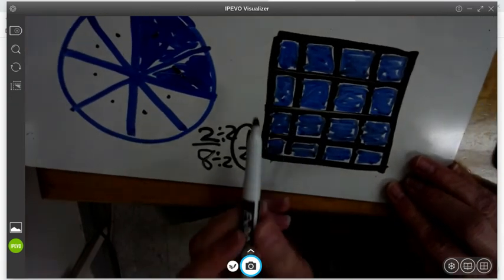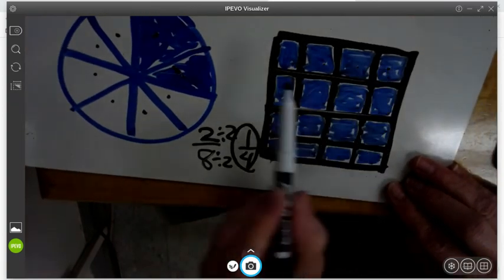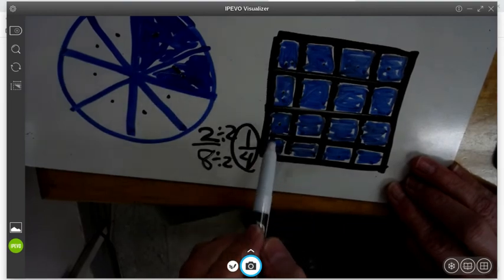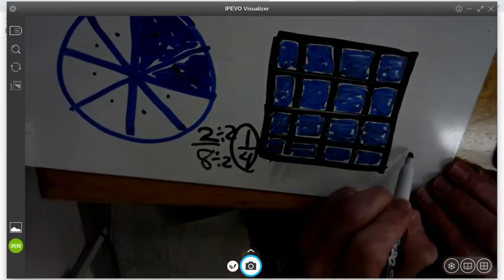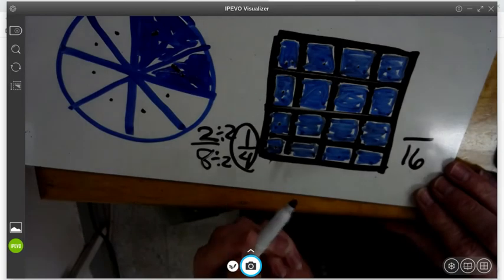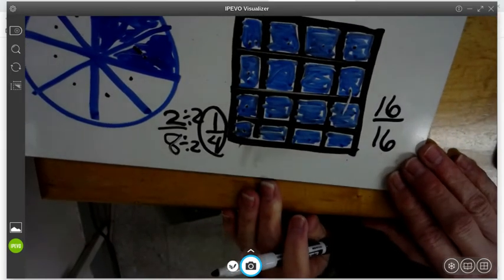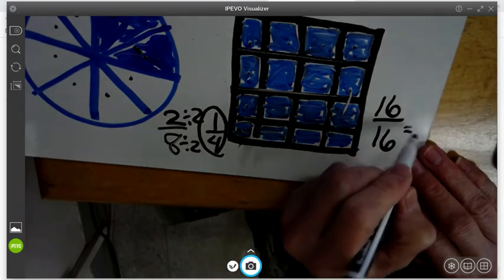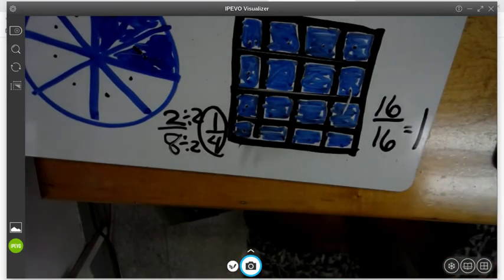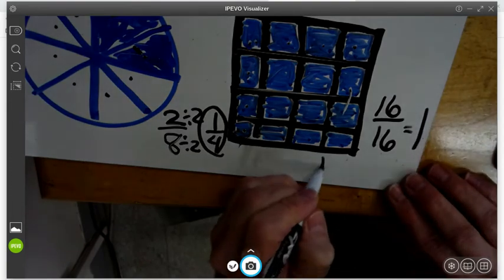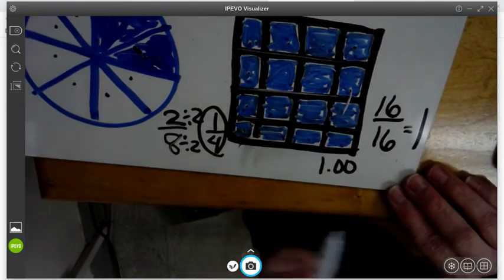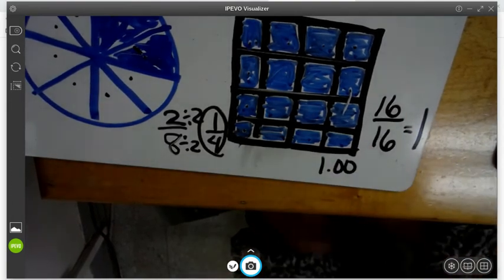And then on this one, I have 1, 2, 3, 4. 1, 2, 3, 4. A 4 by 4 is 16. 4 times 4 is 16. All 16 are shaded in. 16 over 16 is the whole number 1. Some people say 1.0. It's still 1. Either of those is okay.